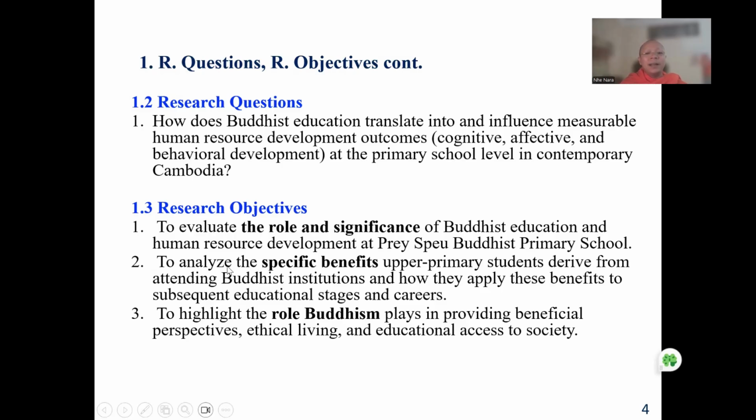The second objective is to analyze the specific benefits that students get from studying in Buddhist education and apply those benefits to their educational stages and future careers. And lastly, to highlight the role Buddhism plays in providing a beneficial perspective on ethical living. All of these objectives align with cognitive, affective, and behavioral development. The ethical living that students get from studying in Buddhist education can develop their behaviors. So how? Let's see.